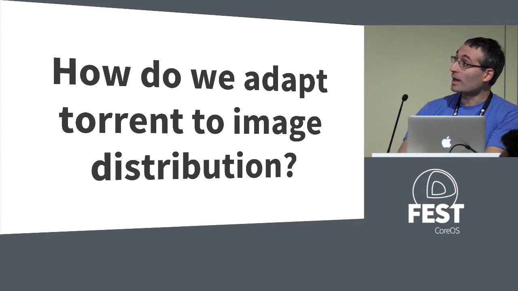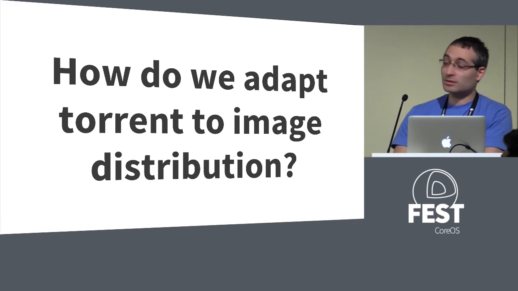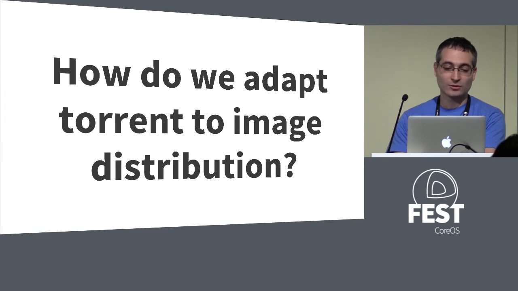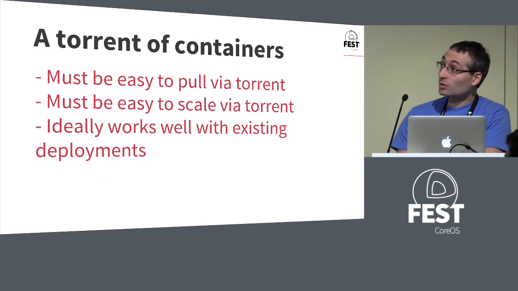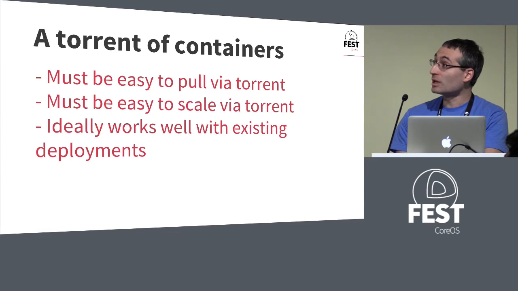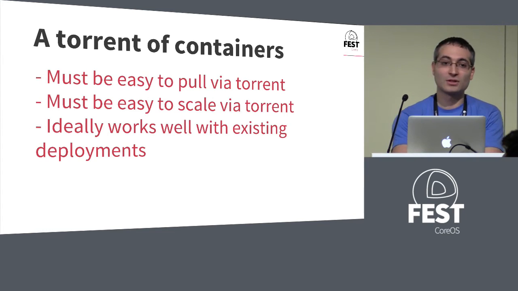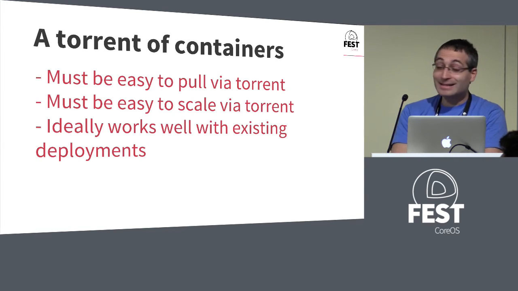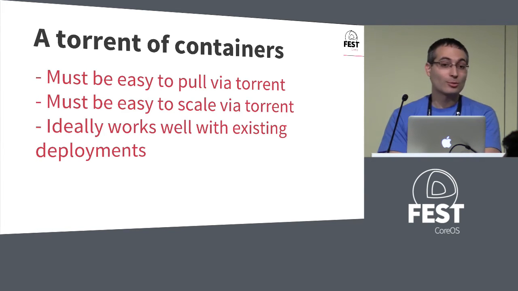So, we asked ourselves, how do we adopt Torrent to image distribution, and what are the necessary benefits that we have to address in order to do so? So these were the 3 major points that we came up with that we needed to do in order to make sure that BitTorrent would be useful for those of us in the image container community. It has to be easy to pull via Torrent. Nothing complicated needs to be involved. Ideally, it should be a single command. It must be easy to scale via Torrent because if we can't scale, it's kind of useless. And ideally, it should work well with existing deployments.